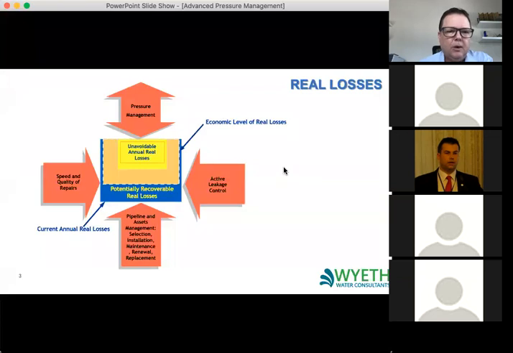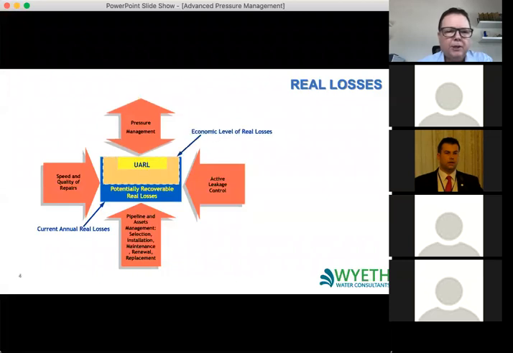Now, when we're doing active leakage control, pipeline management, and speed and quality of repairs, we're actually reducing the current annual losses, but we don't affect the unavoidable annual real losses. But when we do pressure management, it has the effect of not only reducing the current annual real losses, the current physical losses, but it also helps to reduce the unavoidable losses, the background losses. Because what we're doing with pressure management is we're reducing how much water is being forced through the existing leaks.